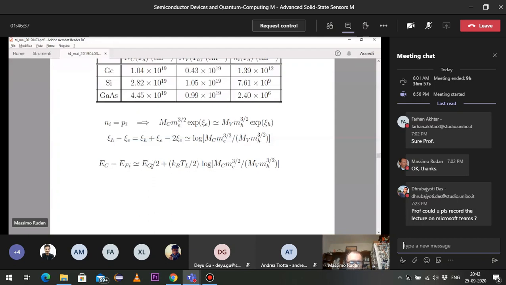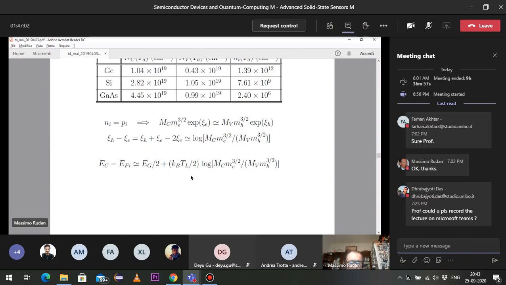This was the estimate. In the previous estimate, we found that the distance is equal to half gap. It is not exactly equal to half gap. This more precise calculation showed this: it is half gap plus a correction.